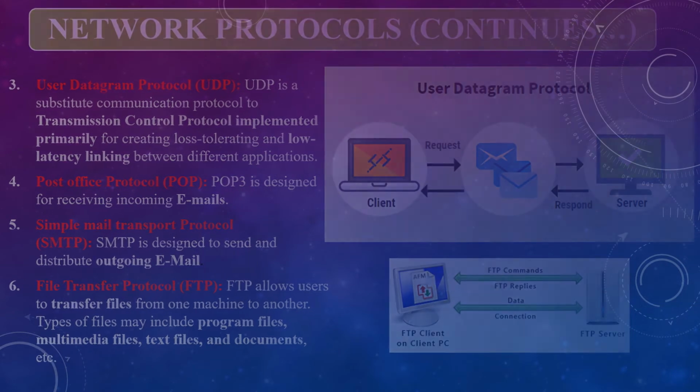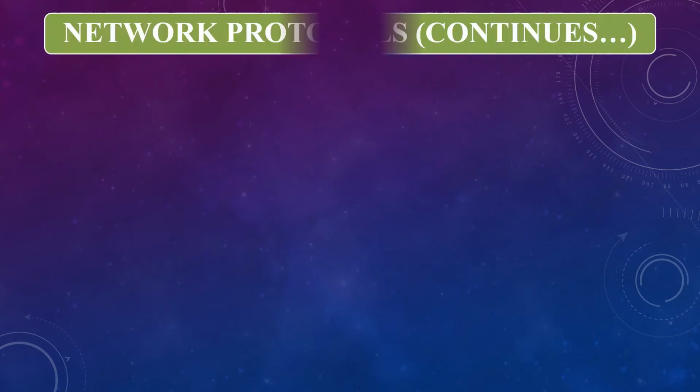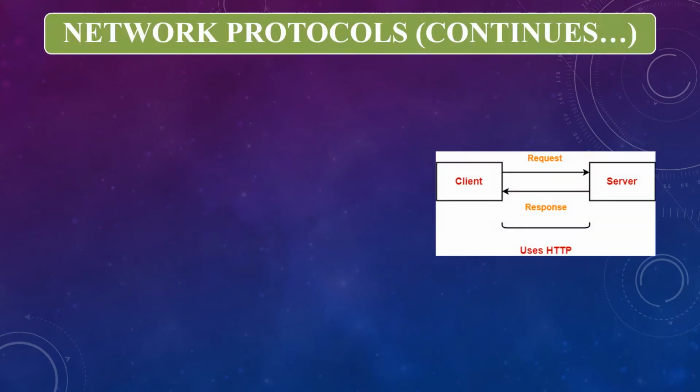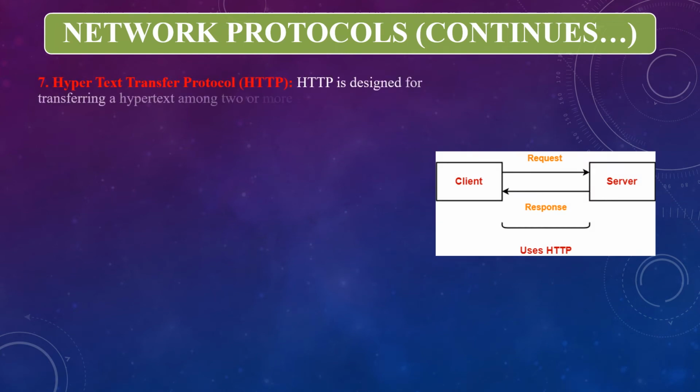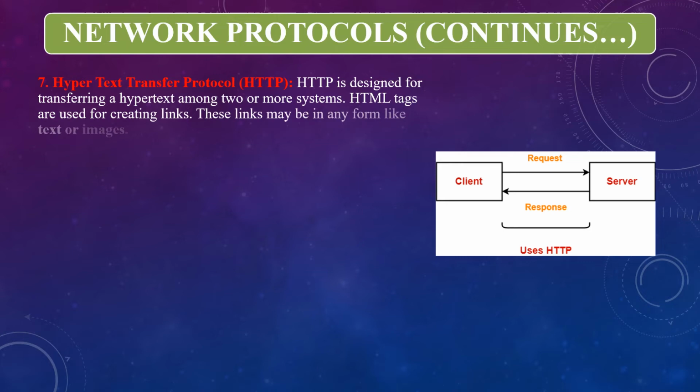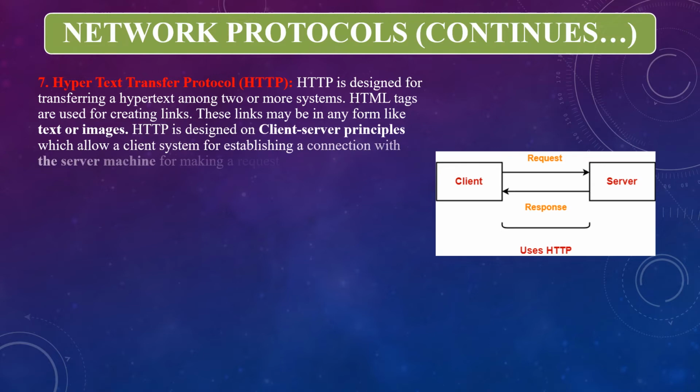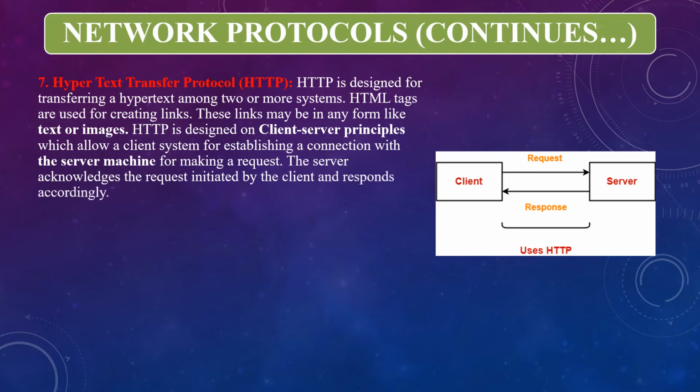Now, important network protocols are, the first one is HTTP or Hypertext Transfer Protocol, which is designed for transferring hypertext among two or more systems. HTML tags are used for creating links. These links may be in the form of text or images. HTTP is designed on client-server principles, which allow a client system to establish a connection with the server machine for making a request. The server acknowledges the request initiated by the client and responds accordingly.